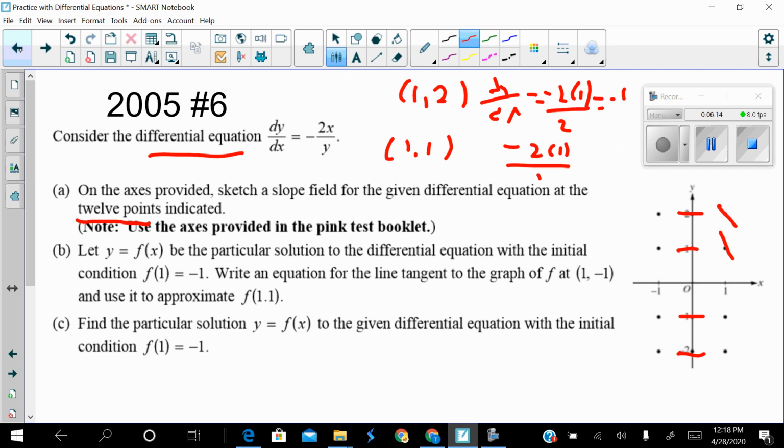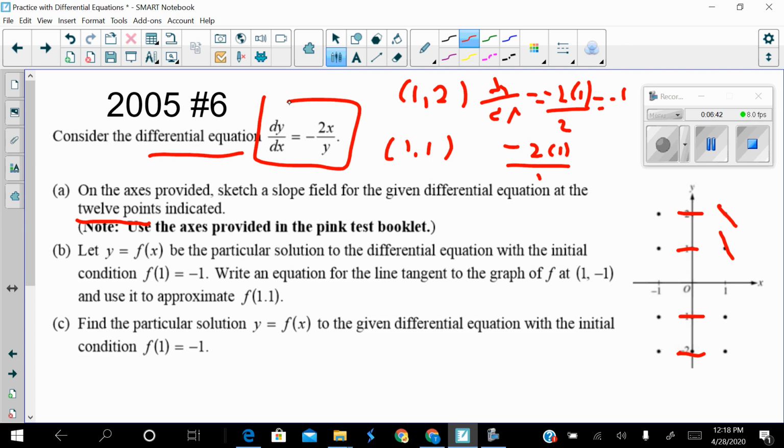Okay, now we get to a good one. B. Let y equals f of x be the particular solution to the differential equation with the initial condition f of 1 equals negative 1. In other words, let this be the function that has that derivative that goes through the point 1, negative 1. We're not asked to find it yet. All they want us to do is write the equation for the tangent line to the graph of f at 1, negative 1.